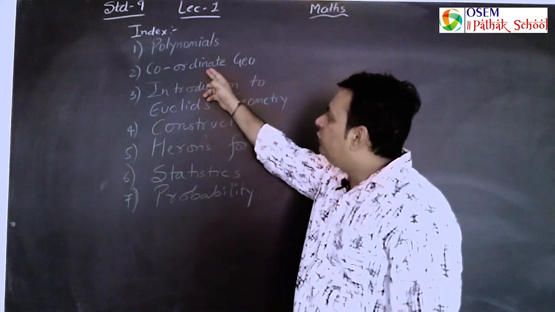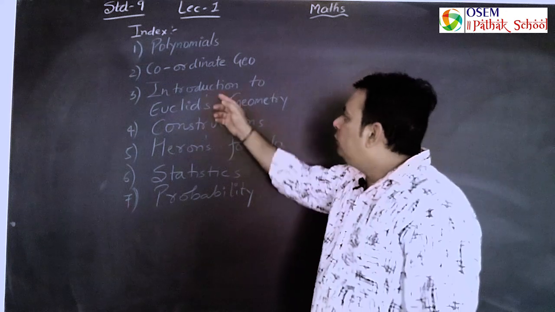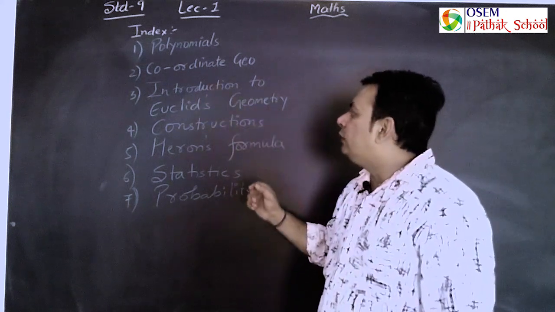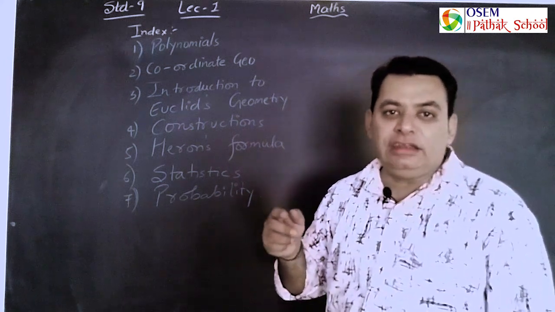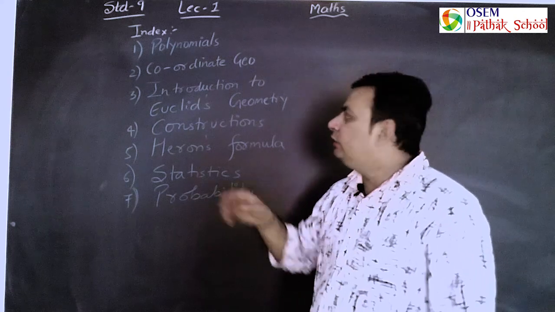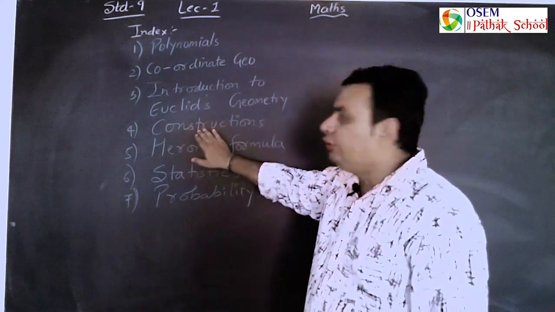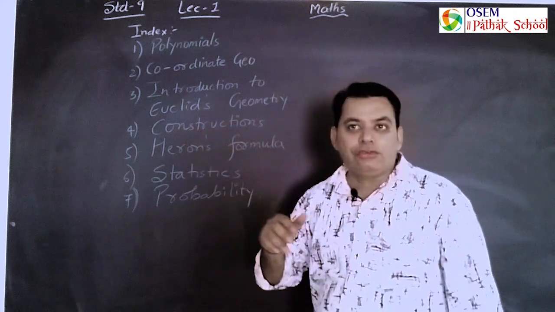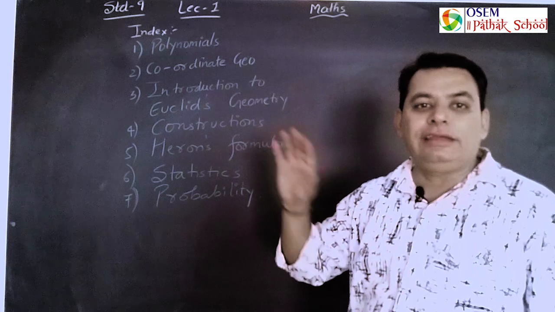Then the second one is coordinate geometry. It is entirely based on the graph part. The third one is introduction to Euclid's geometry. Euclid was one of the greatest mathematicians and he has given some postulates and axioms that we will read about. It is a theory chapter. Then one of the most important and interesting chapters is constructions of angles, how to make triangles, how to make quadrilaterals and like that.